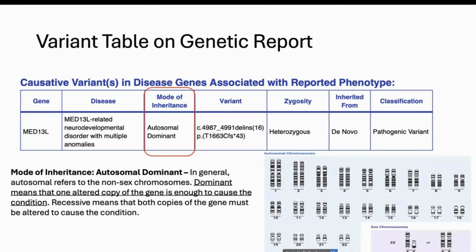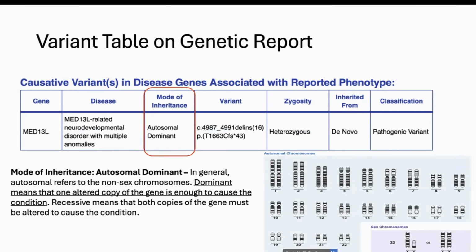The mode of inheritance for MED13L syndrome is autosomal dominant. In general, autosomal refers to the non-sex chromosomes. If you look over at the image with the chromosomes in the bottom corner of the screen, most of the chromosomes have a blue background behind them. Those are autosomal chromosomes or non-sex chromosomes. The chromosomes with the purple background are the sex chromosomes and determine male or female sex. With this condition in this gene, the genetic variant is on one of the non-sex chromosomes.